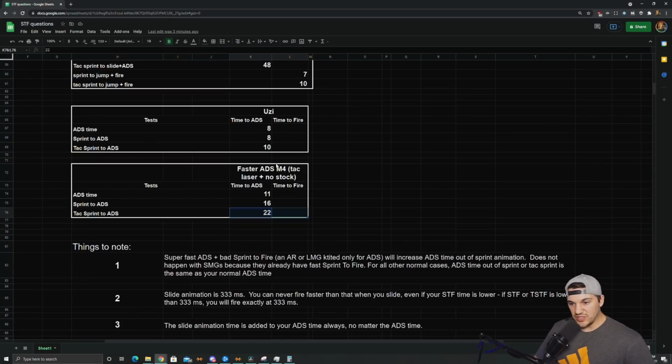So you can see with the Uzi here, the Uzi has really fast ADS times, but it also has really good sprint to fire times. So that sprint to fire animation isn't affected by anything. It already has really good sprint to fire times. So you can see these were all about the same. Tac Sprint was actually held back a little bit in terms of how fast you could ADS out of it, but 2 frames is basically the same, and Sprint was the same.